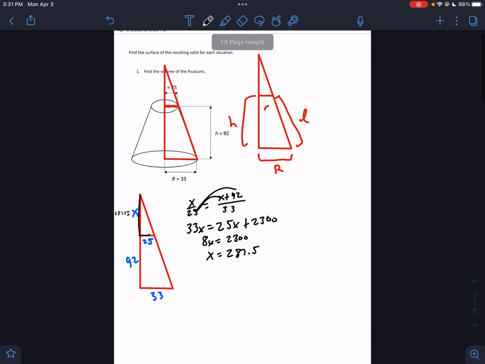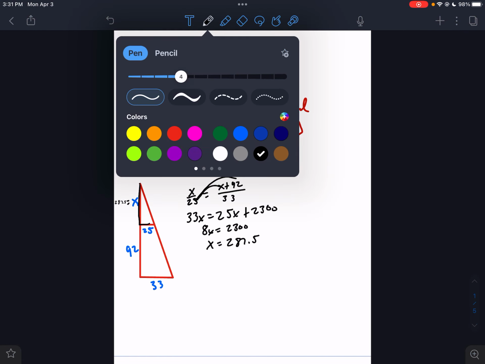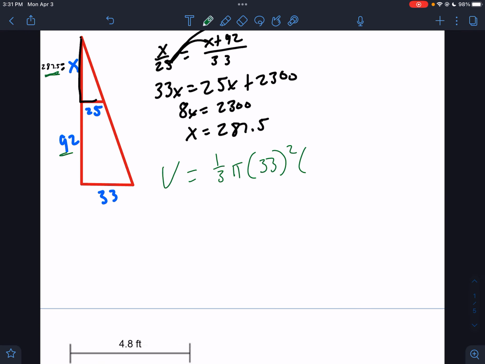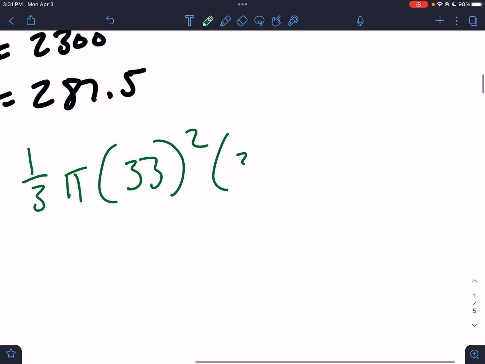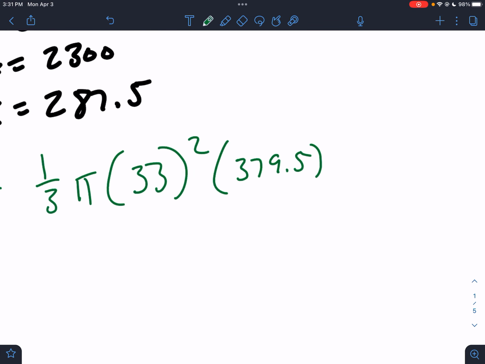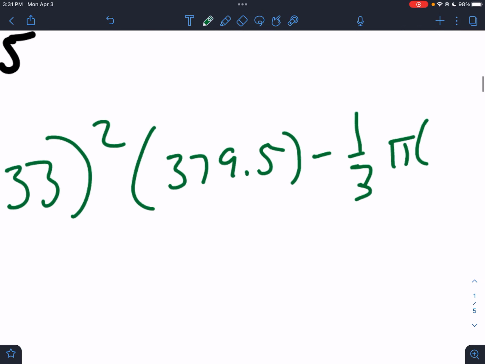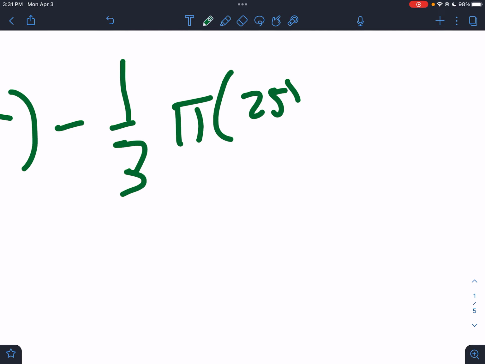Now we can get the volume of the 2 cones, the original big cone and the cone that was cut off. So we're going to do the volume of the cones. The volume would be 1/3 pi times big radius times big height. Well, what is the big height? We're going to have to add those 2 numbers together. So plus that 92, and the entire distance is 379.5. So the original cone would be all that. Then we're going to do minus 1/3 pi little radius 25 squared times little height, which was 287.5.